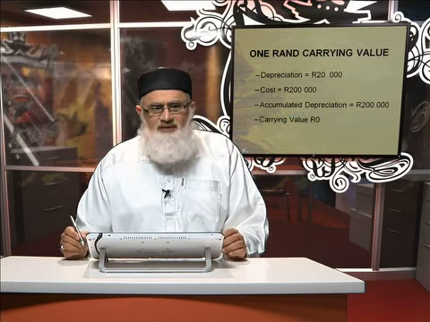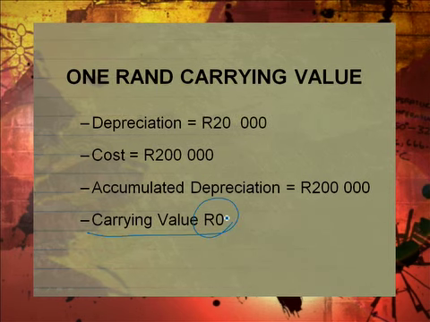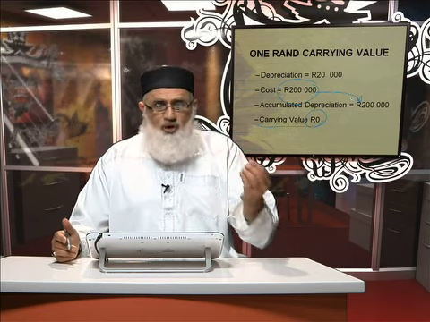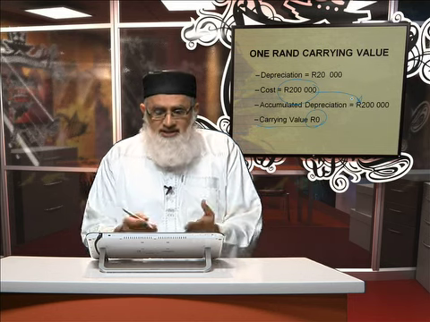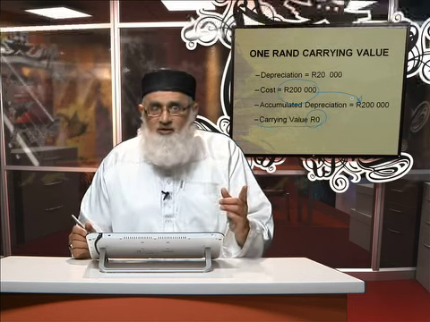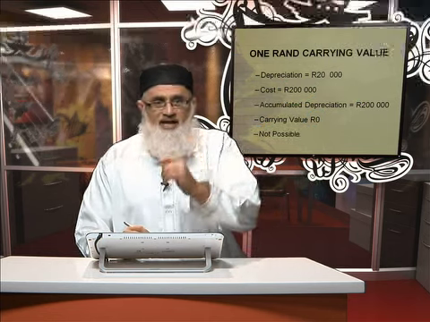Does this mean that my carrying value is now zero? Why? Because a cost of 200,000 minus an accumulated of 200,000, simply, you don't have to be a brain surgeon to figure this one out. 200,000 minus 200,000 is zero. Is this possible? Come on. Definitely not possible. Why is that?